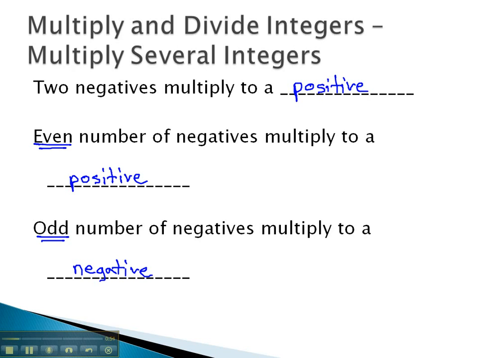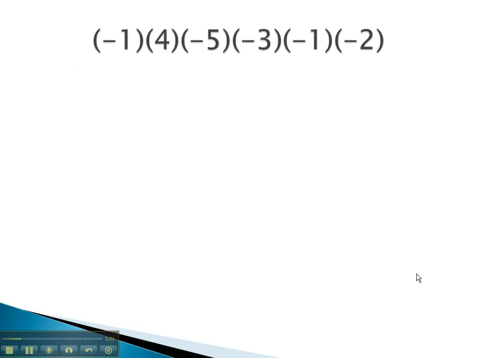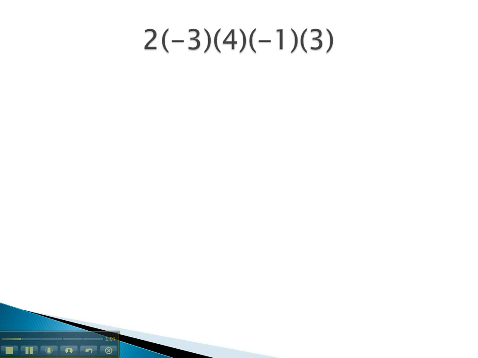So let's try some examples where we multiply several integers together and decide, is the answer positive or is the answer negative? Here we have 2 times negative 3 times 4 times negative 1 times 3. It's all multiplication because there's nothing separating the parentheses from the numbers. We can tell right from the beginning that because there are 2 negatives, an even number of negatives, our final answer is going to be positive. We don't know positive what, but we do know that the answer is going to be positive.